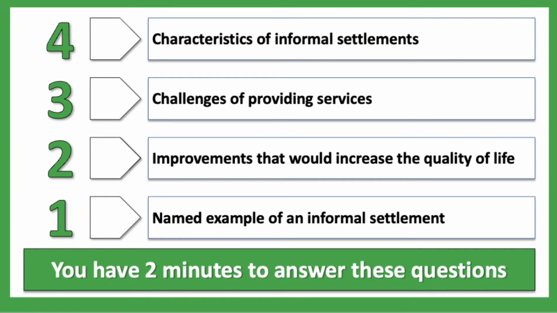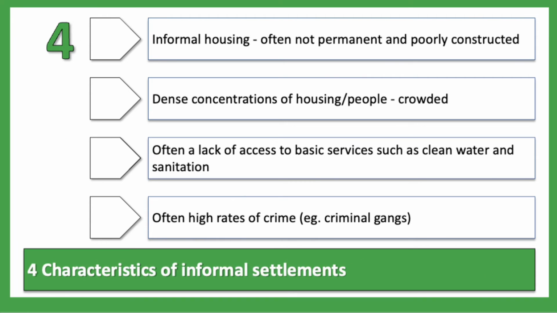Okay, how did you get on? Let's have a look. We'll start off with our 4 characteristics of informal settlements. So we've got informal housing, often not permanent and often poorly constructed. Dense concentrations of housing people, so they are quite crowded. There is often a lack of access to basic services such as clean water and sanitation, and there are often rates of crime. So, for example, your criminal gangs.